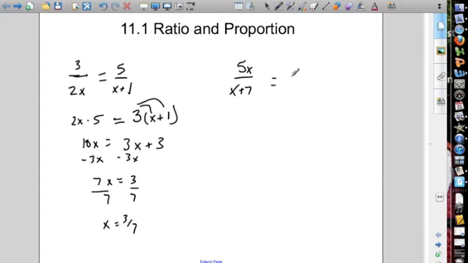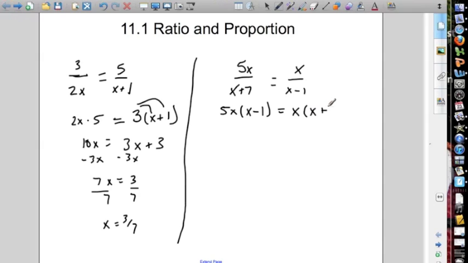Now, another example could look something like this, where I have 5x over x plus 7, and that's equal to x over x minus 1. Now, as I look at this problem, again, I'm going to multiply the diagonals. So 5x times x minus 1 equals x times x plus 7. So take the 5x into both of them. That's 5x squared minus 5x. Take the x into both of them. That's x squared plus 7x.